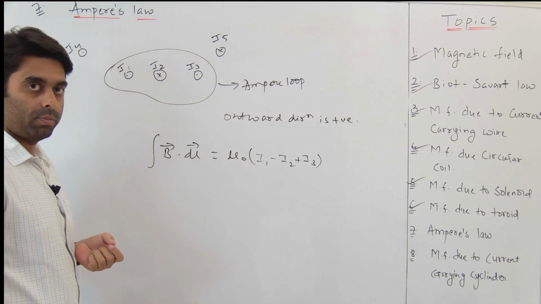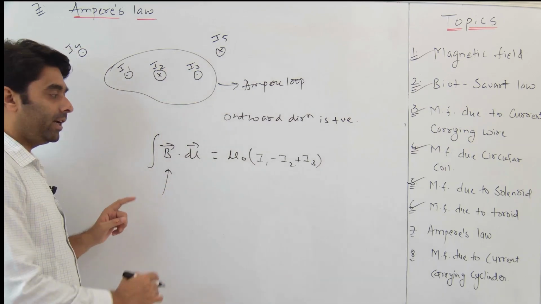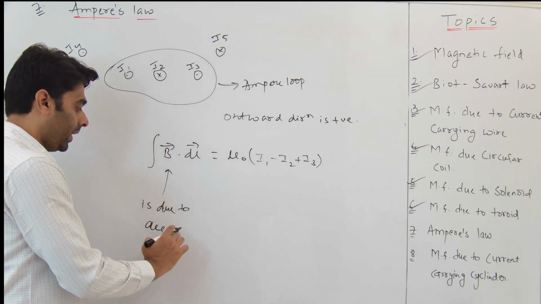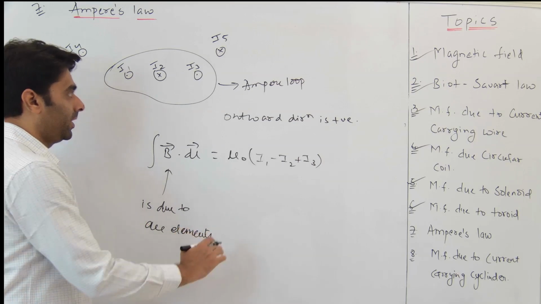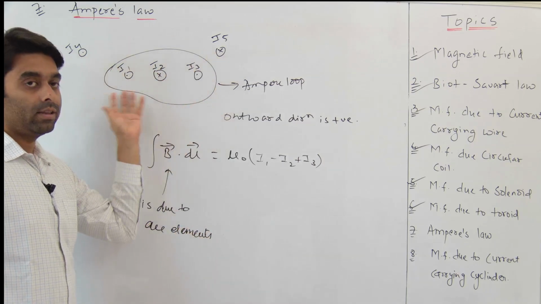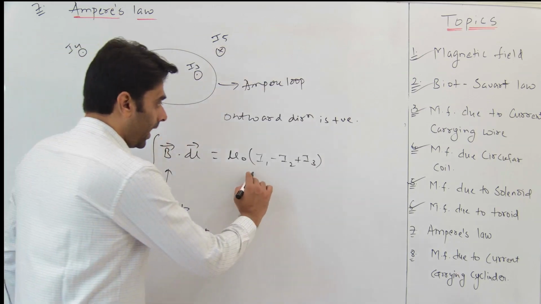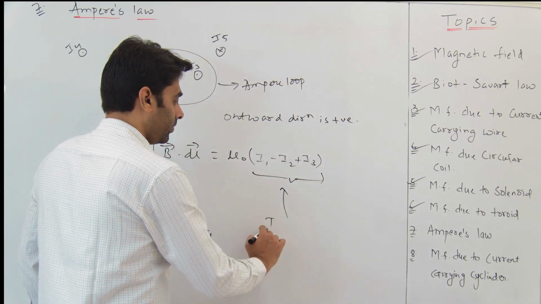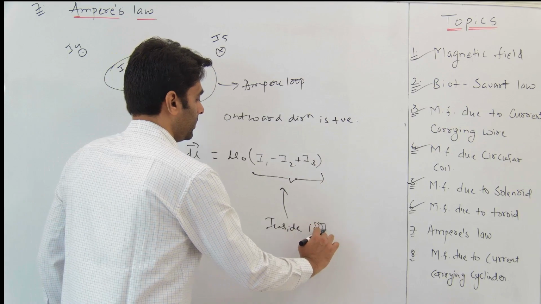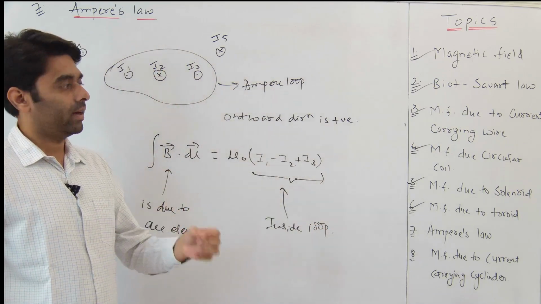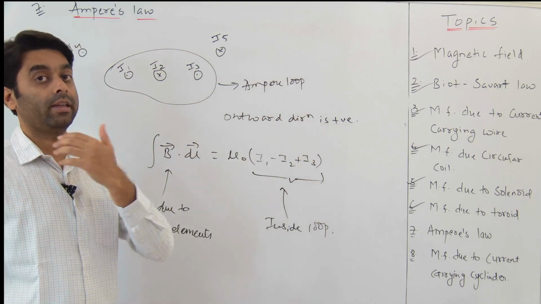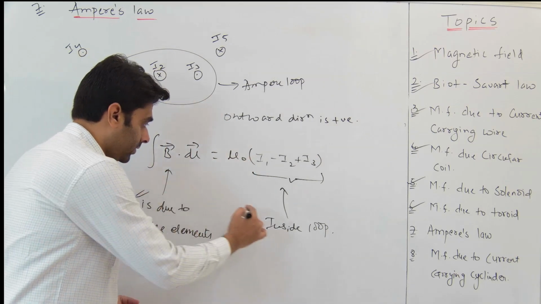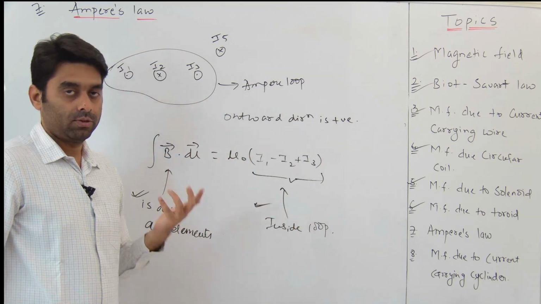Now certain points that we should keep in mind: this magnetic field B, which is on the LHS, is due to all elements, whether the current carrying elements are inside the loop or outside the loop. Next, on the RHS, we consider only the current elements which are inside the loop. Now this Ampere's law is used to derive magnetic field. Even your solenoid and toroid results are derived from Ampere's law. So this is our result, keep it in mind. Apart from this, some theoretical questions can also be asked, so keep this point in mind.